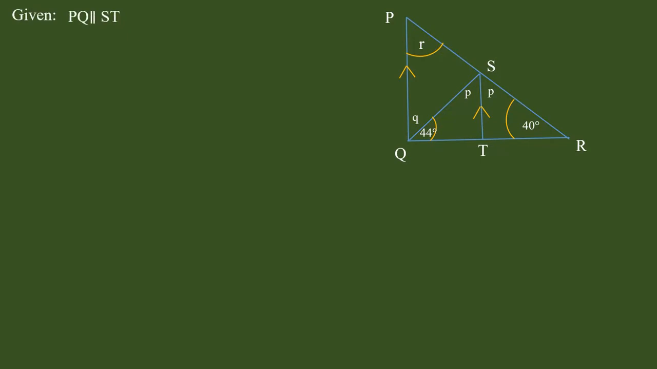When the parallels are there, always what do you think? You think of the alternate angles, you think of the corresponding angles, and you think of the co-interior angles, right? Let's see what we have to find here. We have to find the value of P, Q, and R. Okay, and here, let's get the solution.